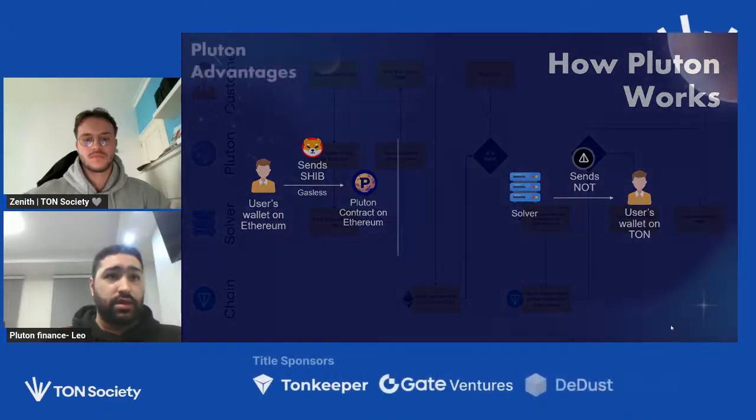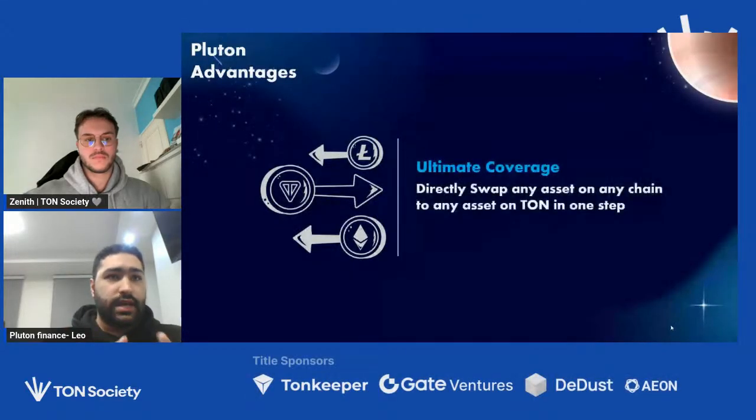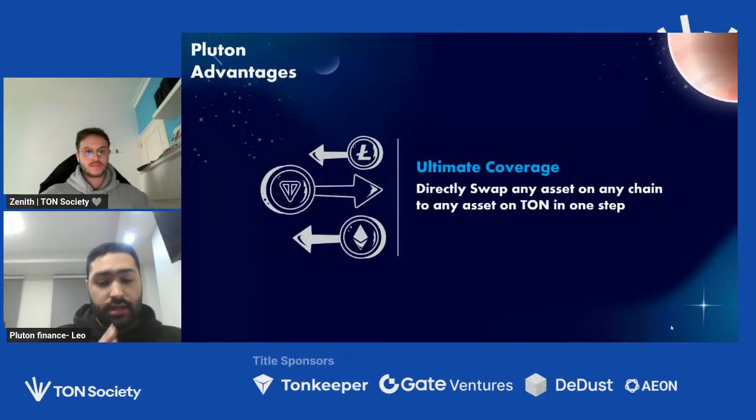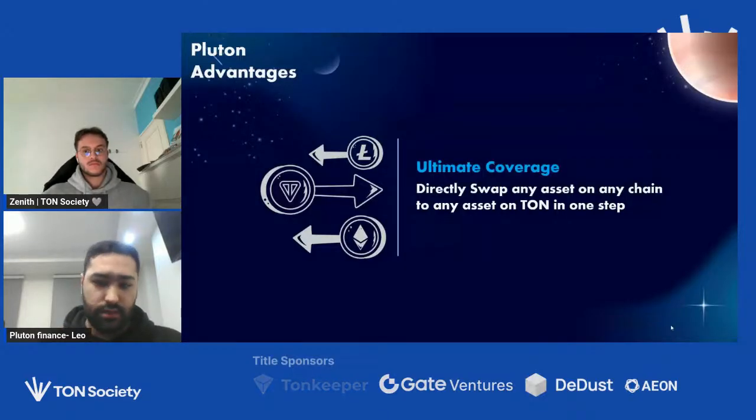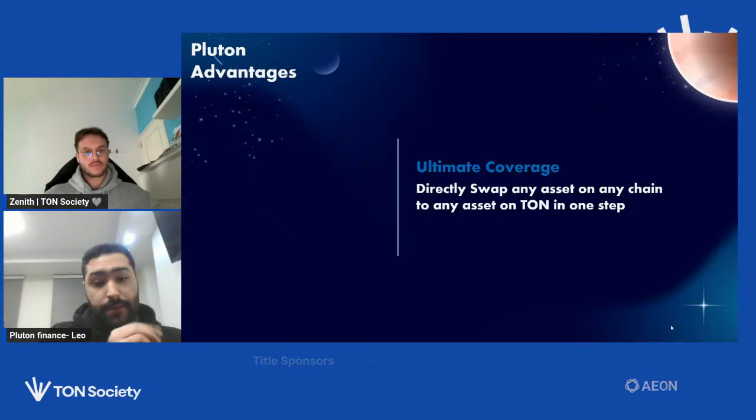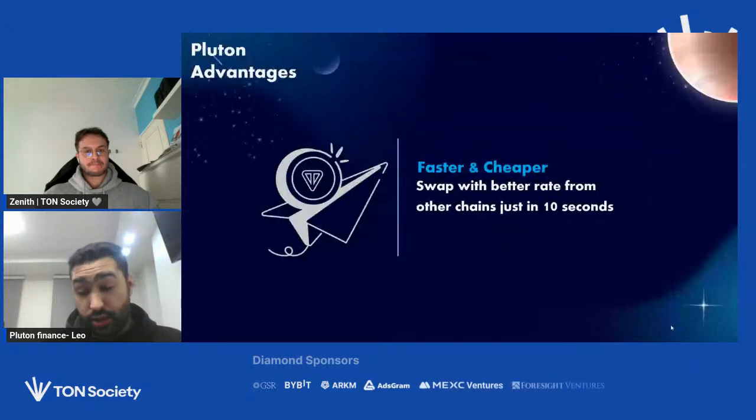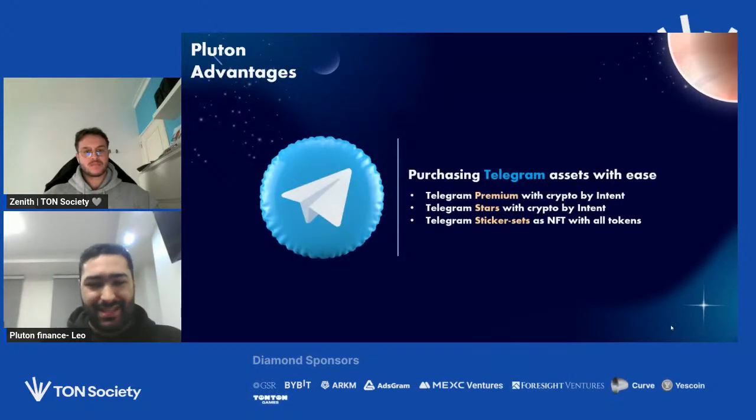Now, let's talk about our advantages. First of all, it's ultimate coverage. We can enable all people to directly swap any asset on any chain to any asset on TON in just one step. Also, people can do it much faster and cheaper with a gasless process that enables users to do it in only 10 seconds. And a very exciting thing is that with this intent-based approach, people can purchase assets in Telegram with ease, like premium, stars and sticker sets.